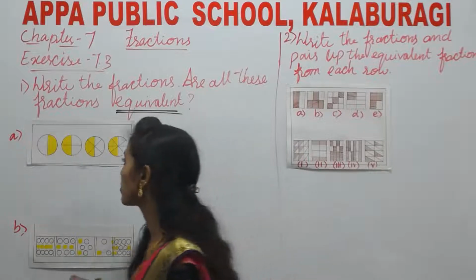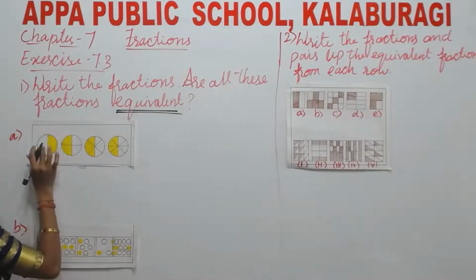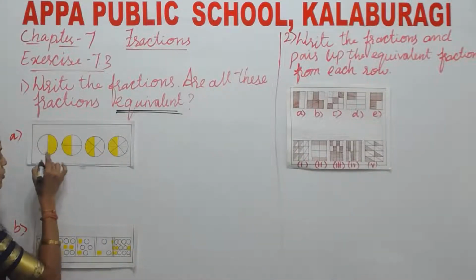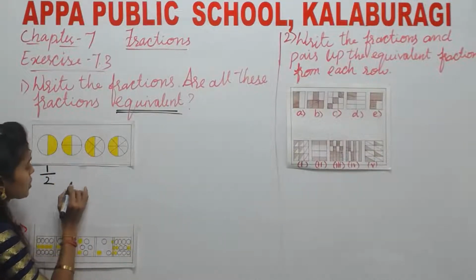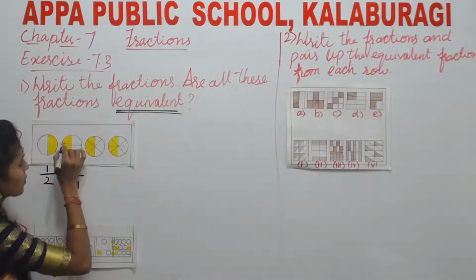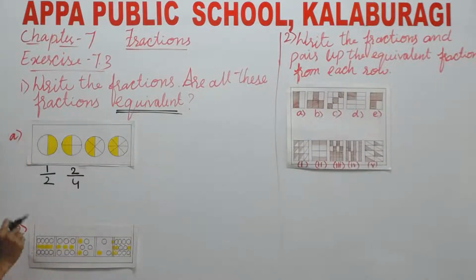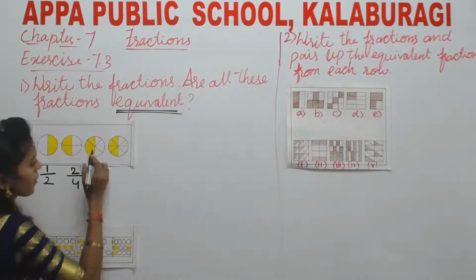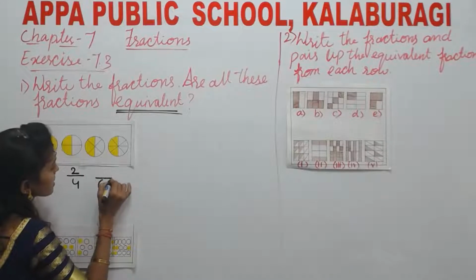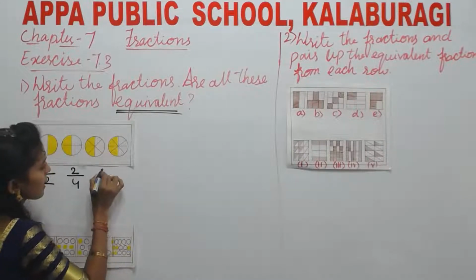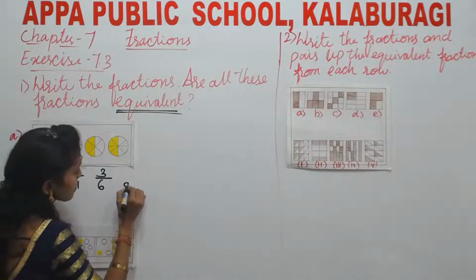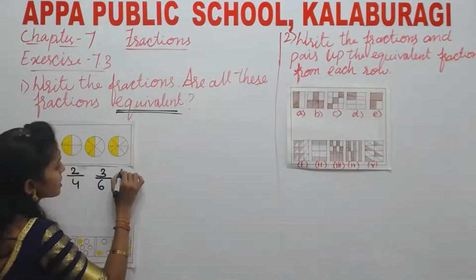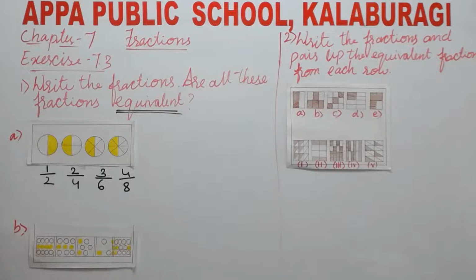Okay, so now come on. Let us see here. Total two parts. Out of that, one part is shaded for this. Next, for this, total four parts. Out of that, two parts are shaded. Here, total six parts. Out of that, three parts are shaded. And this one, total eight parts. Four parts are shaded.